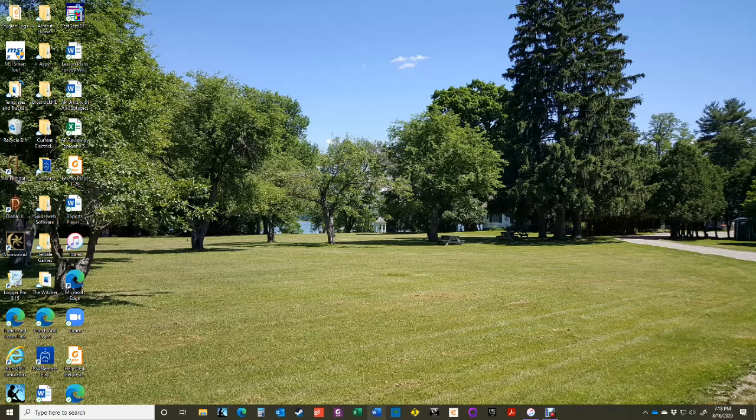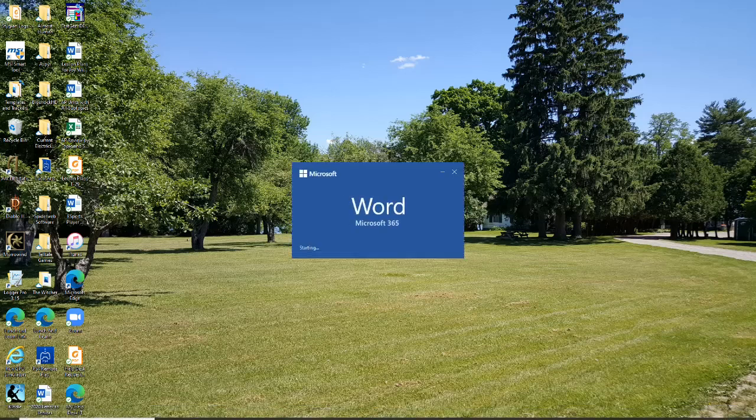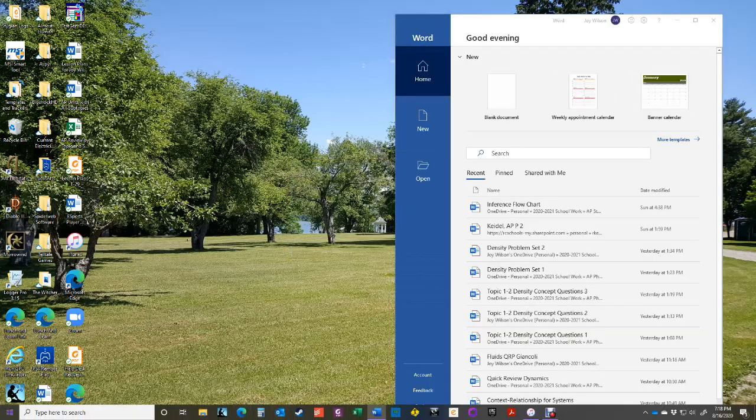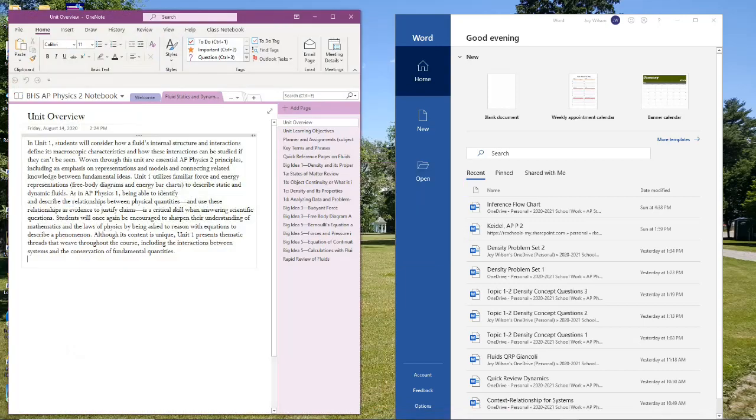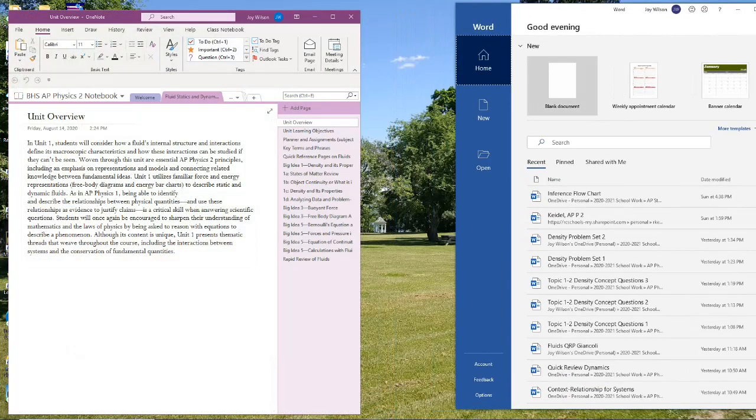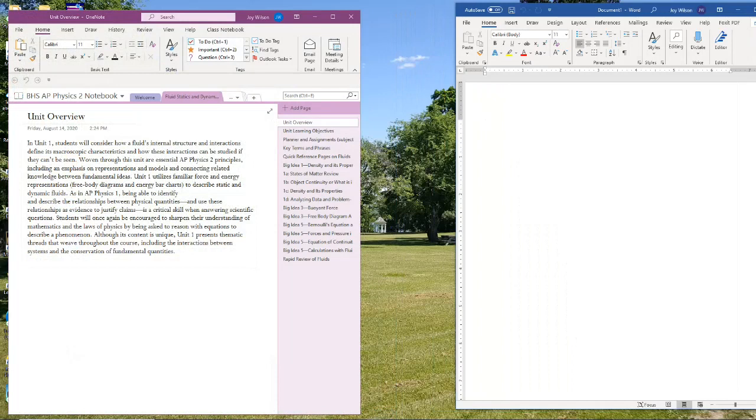Okay, welcome back. We're going to talk a little bit about how you might want to organize your notebook this year. So I'm going to open a couple of documents here so that you can see what we're going to talk about. The first one is going to be as if you had a notebook page, just a sheet of paper. And I would not necessarily suggest copying everything that's in the Physics 2 notebook into your physical notebook.